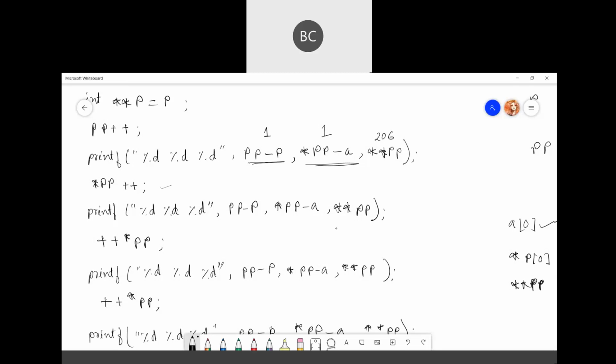So here we have two unary operators. One is the asterisk symbol, and we also have double plus plus. Okay, now we have to check the precedence. Precedence means which operator should we see first. In this case this unary operator and double plus plus have the same precedence. Now since precedence is the same, we have to check the associativity.